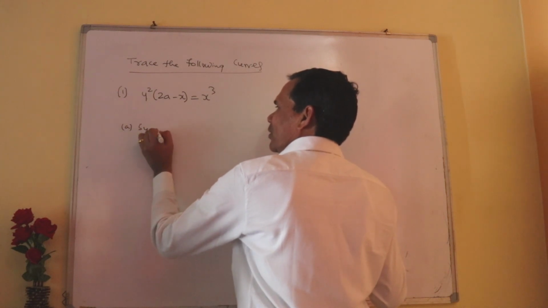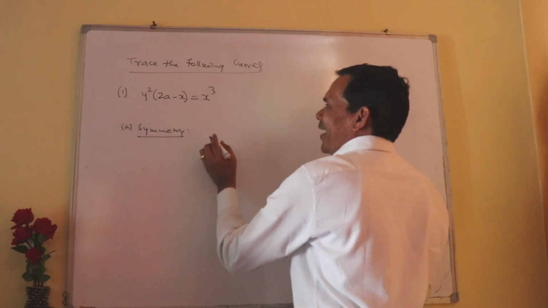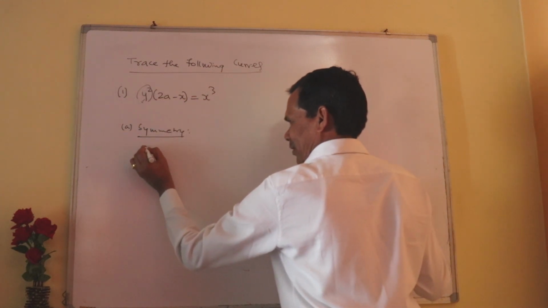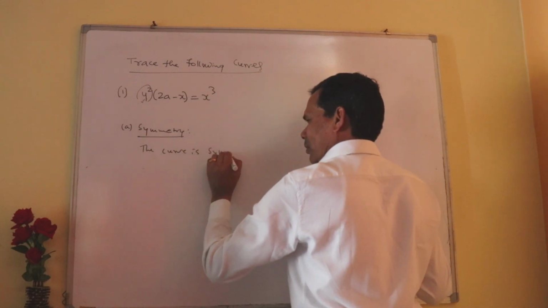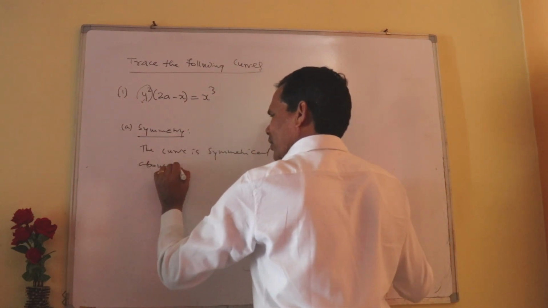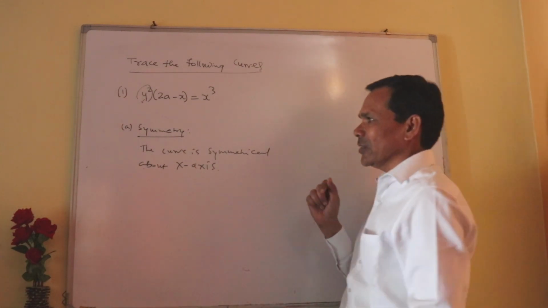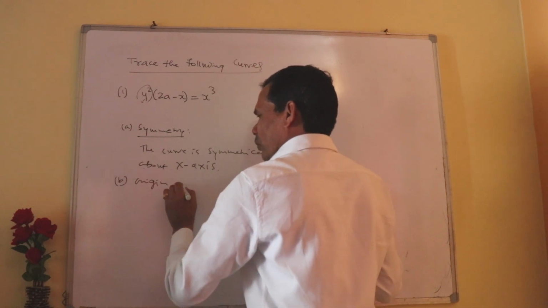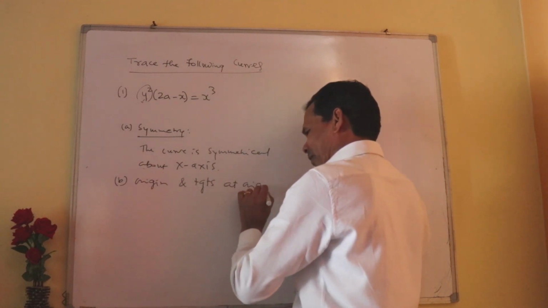If you observe the symmetry here, all the powers of y are even, y square, so the curve is symmetrical about the x-axis. Next, B, origin and tangents at origin.